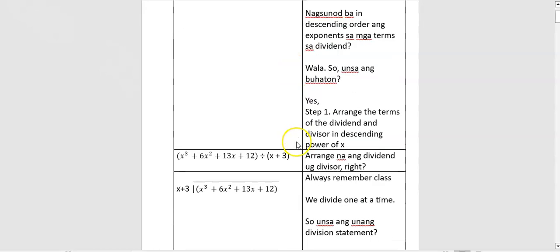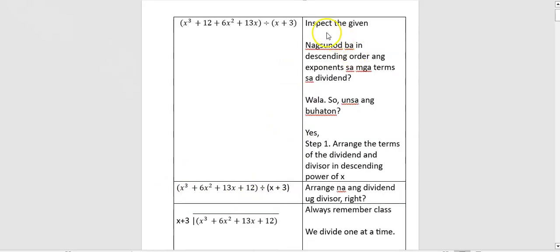So we are going to have this question. Okay, so this is the given, this is the question. X cubed plus 12 plus 6x squared plus 13x divided by x plus 3. So for our dividend, we have 4 terms and our divisor has 2 terms. So we can write it in this form. Now, the first thing we need to do is to inspect the given.